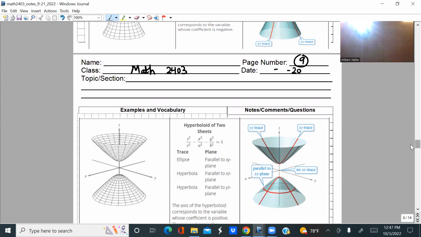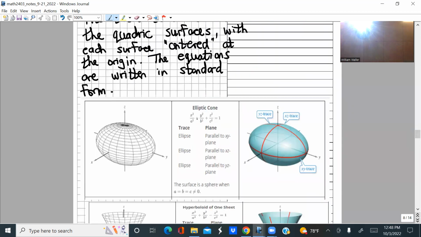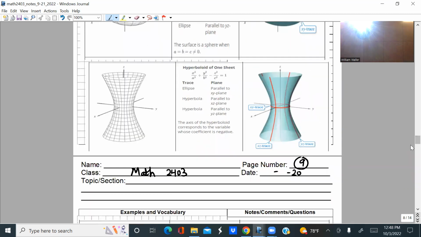Do you see the form of the equation, though? What's different about that quadratic equation? See what changed there? It looks very similar, but it's not. One of the terms is negative. So if you switch to one of the terms being negative, you move from an ellipsoid to a hyperboloid. Now, hyperboloids have what are called axes of symmetry. The axis is the line running directly through the middle of the hyperboloid.